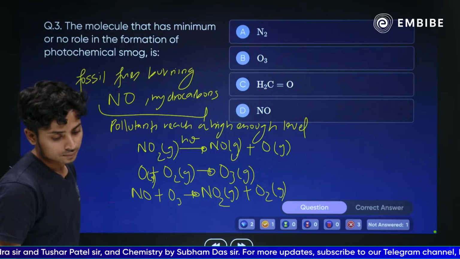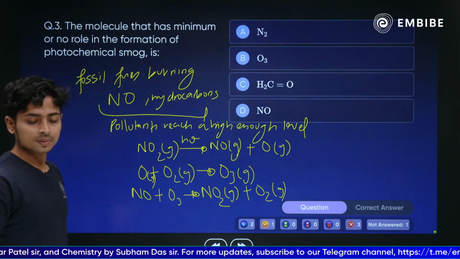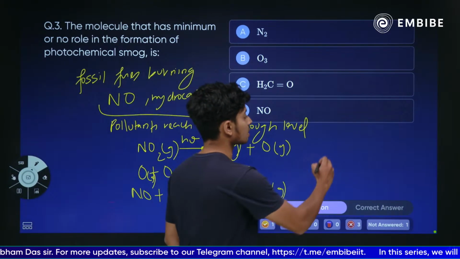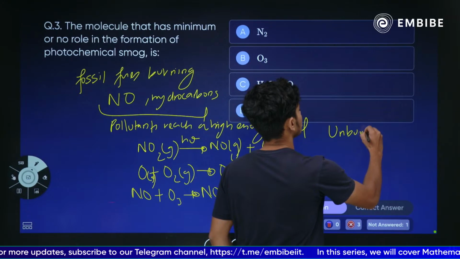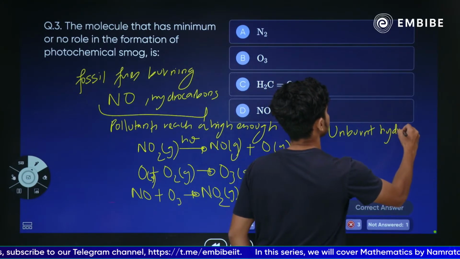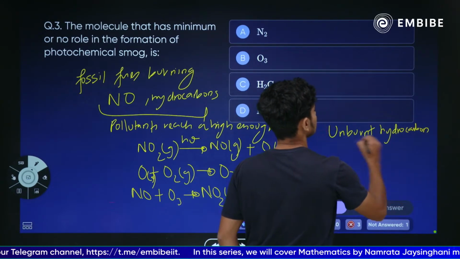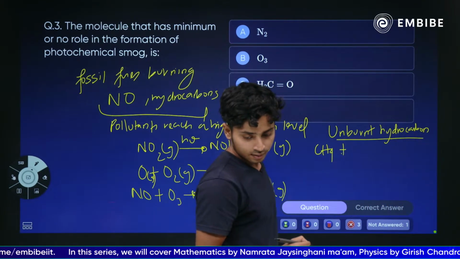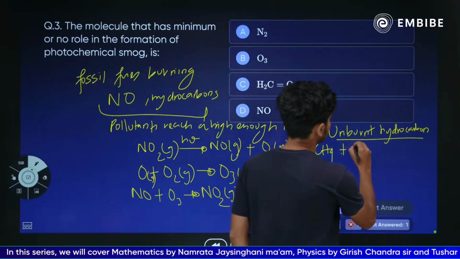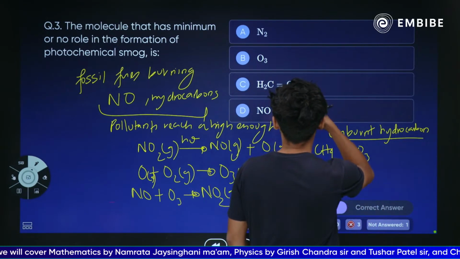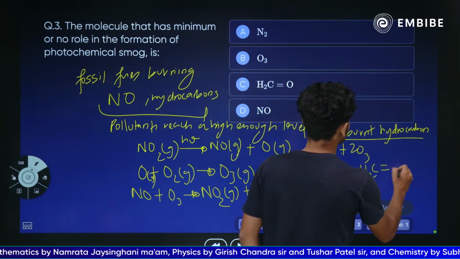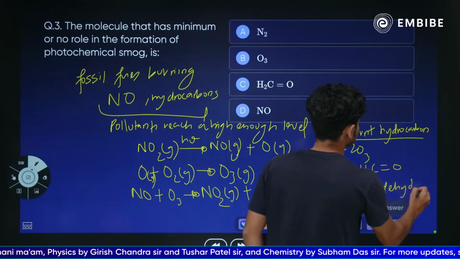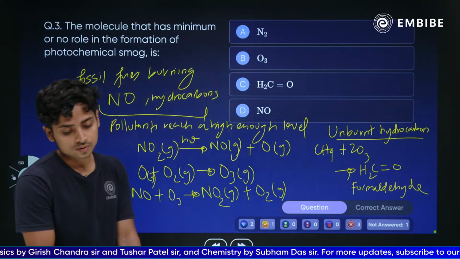ठीक है. और अनबर्नड हाइड्रोकार्बन्स भी कुछ रिएक्शन करते हैं, जैसे अनबर्नड हाइड्रोकार्बन आपका हो गया मीथेन, अनबर्नड हाइड्रोकार्बन जो फॉसिल फ्यूल में है. ओके, तो वो CH4 रिएक्ट करेगा ओजोन के साथ टू गिव यू फॉर्मल्डिहाइड, जो आपका ये ऑप्शन है H2C=O, दिस इज योर फॉर्मल्डिहाइड. Okay, so these reactions occur during the formation of smog.